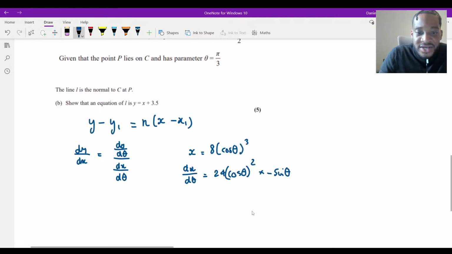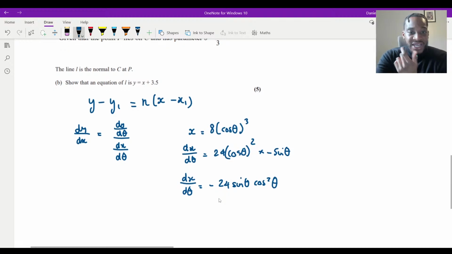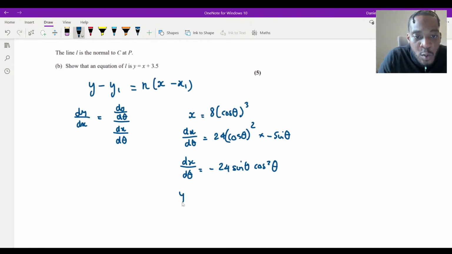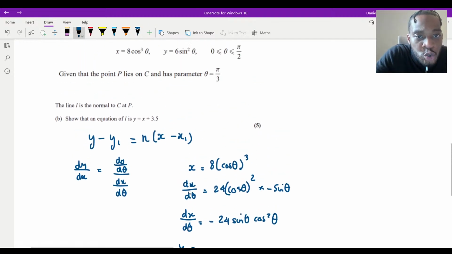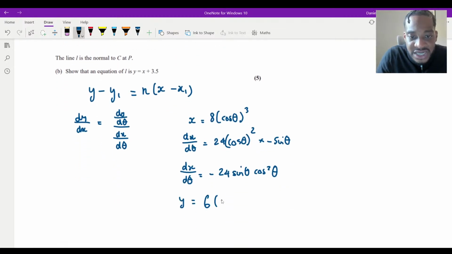Anyways, yeah. So dx/d theta is going to be equal to minus 24 sine theta cos squared theta. That's what dx/d theta is. Now dy/d theta. Well, y is equal to 6 sine squared theta. So I'm going to write this as 6 sine theta all squared.